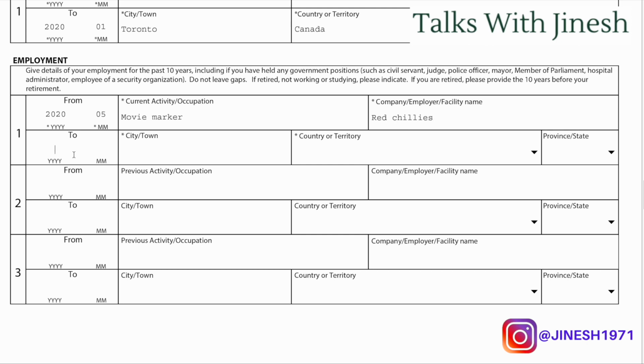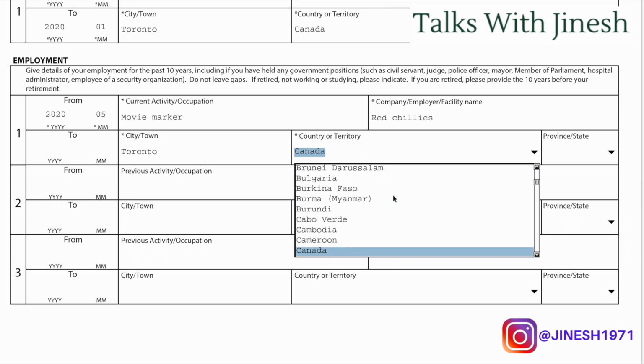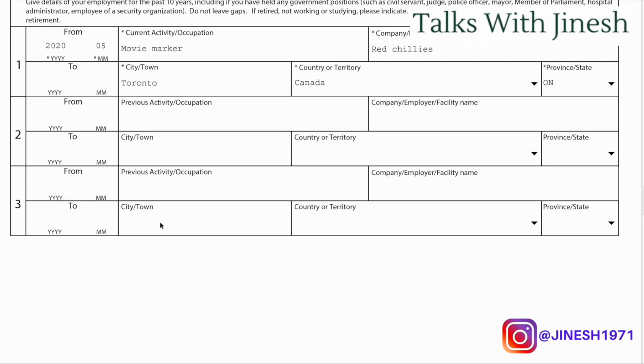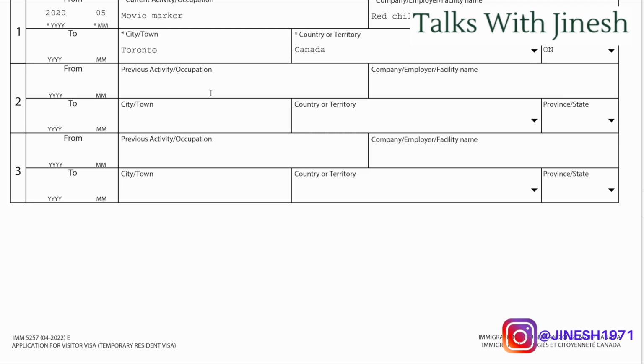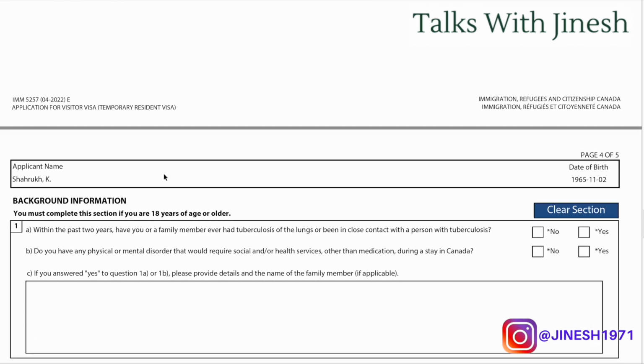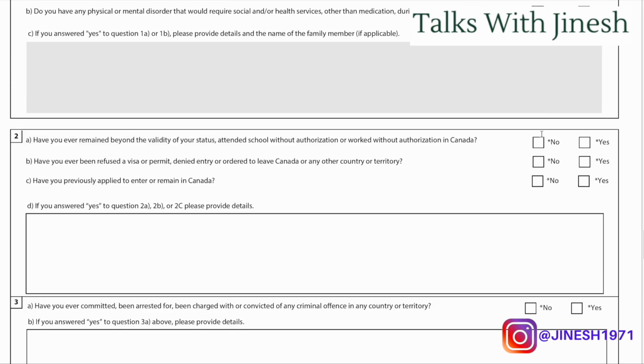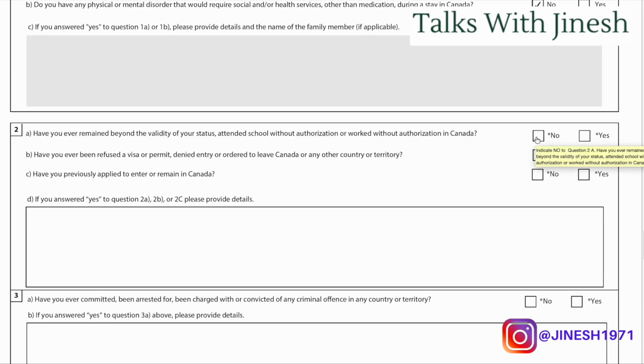To you can leave blank, it is likely going to be forever. City, let's say he's doing it in Toronto. Country, it's in Canada. Province, Ontario. I'm going to leave these all blank, but if you've done more jobs, then you can just fill it out. Within the past 2 years, have you or a family member ever had tuberculosis? Nope. Do you have any physical or mental disorder? Nope. Have you ever remained beyond the validity of a status? I hope you never said yes to any of these here, otherwise you'll be in trouble.